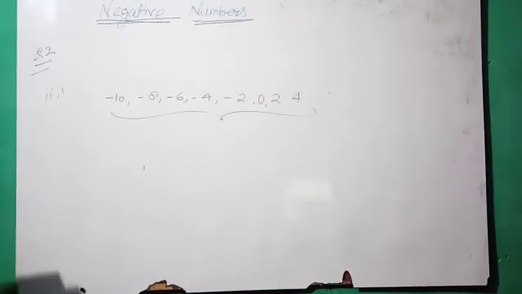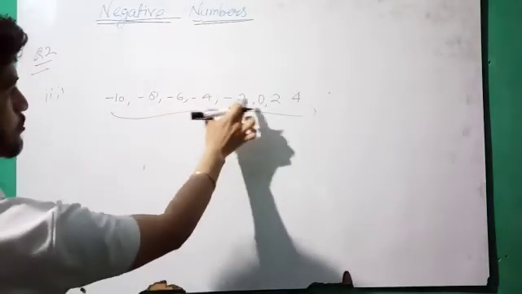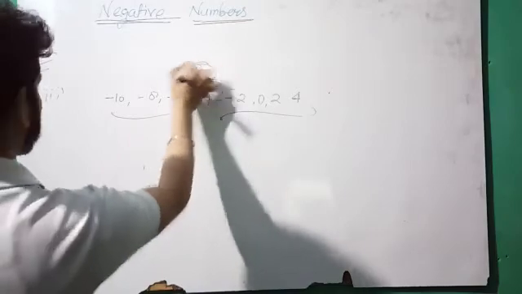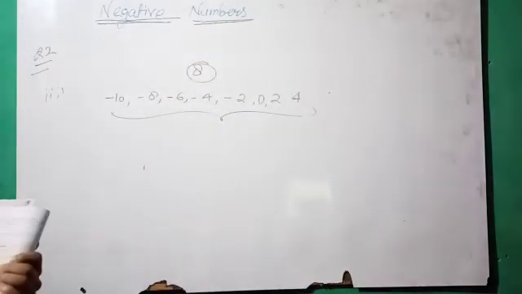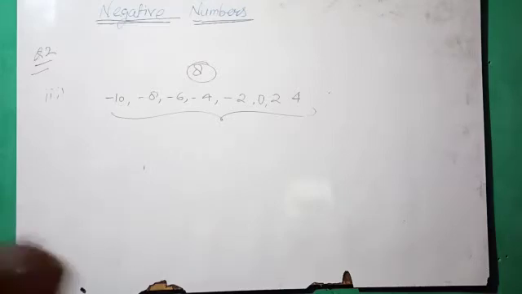Fourth part, number of even integers: count all of these, minus 10, minus 8, minus 6, minus 4, minus 2. So all are 8. Okay. Last part, the absolute value of minus 16 and 16 is the same.